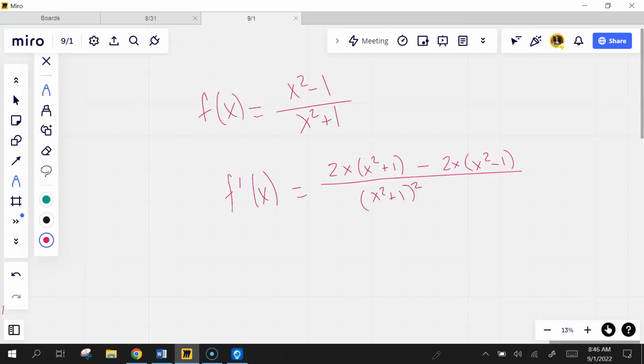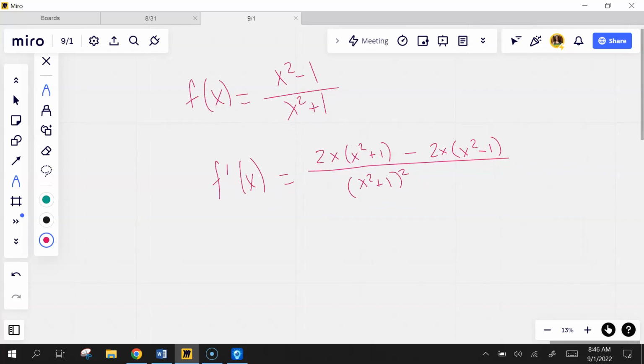Now, I'm probably going to leave that bottom just like that because factored form is perfectly acceptable and that's completely factored. The top, however, I'm probably going to clean up just a little bit. I got 2x cubed plus 2x minus 2x cubed plus 2x. I don't want to confuse anybody here either. I did the derivative of the bottom times the top instead of top times derivative of the bottom.